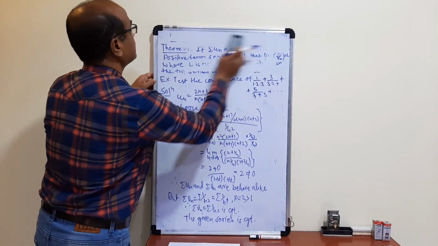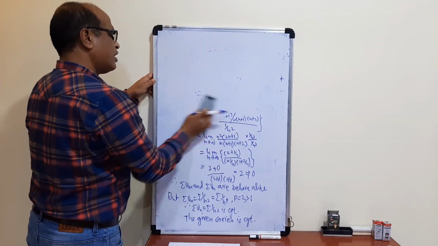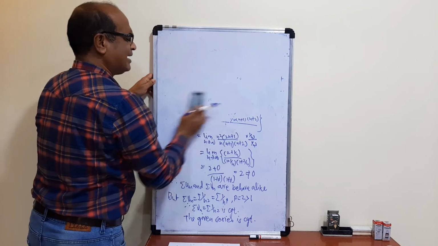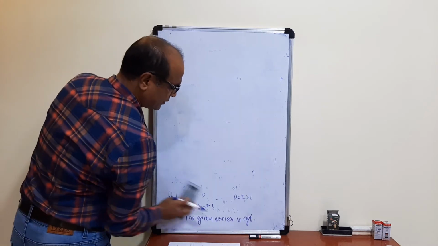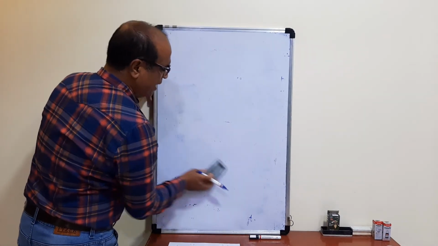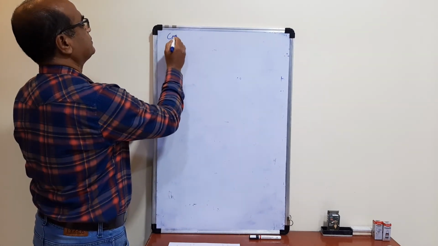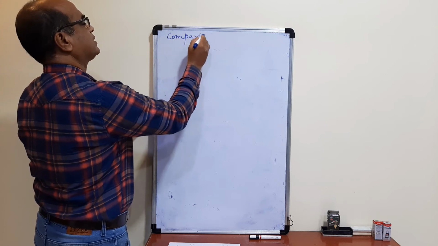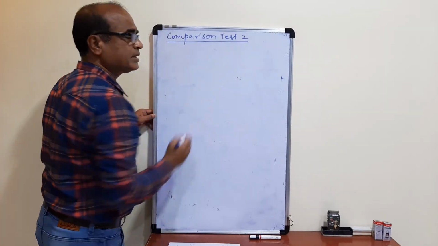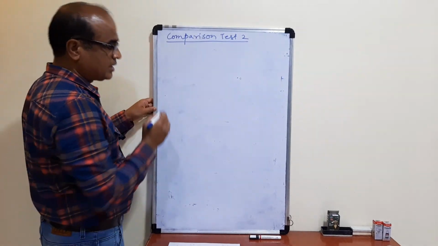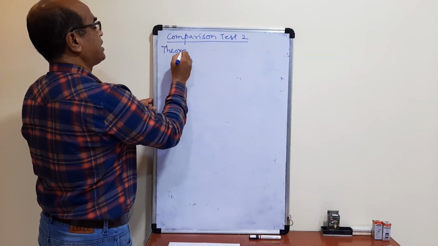What is comparison test 2? We already took comparison test 1 and examples in the last lecture. In this lecture we take the limit form of comparison test, and what is the next part? That is comparison test 2. What is the statement of comparison test 2? That is a theorem.